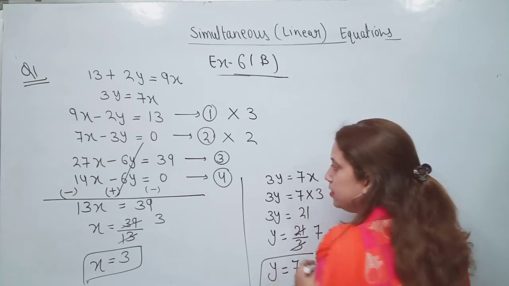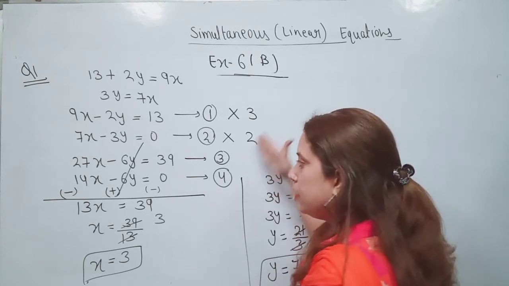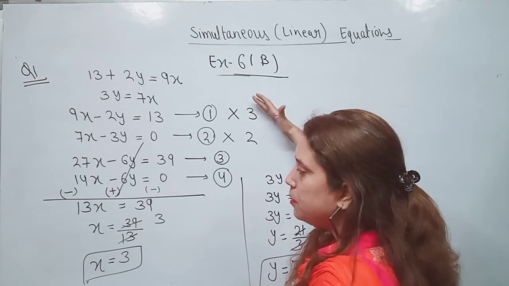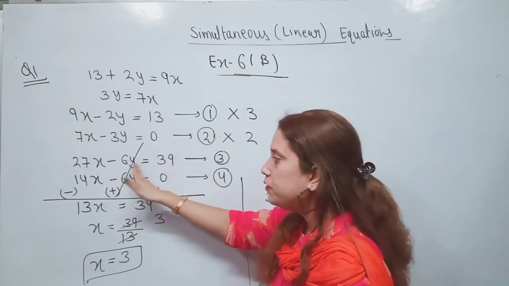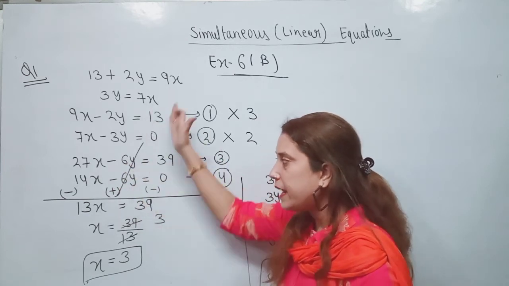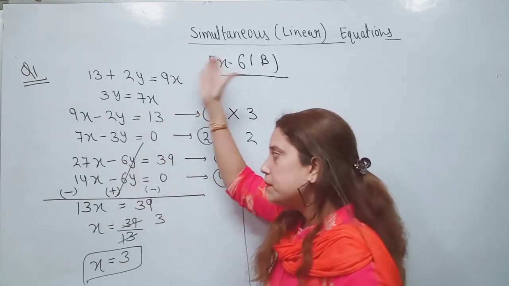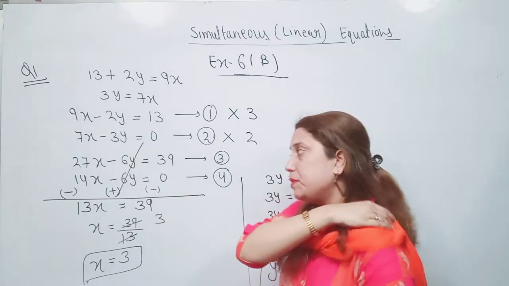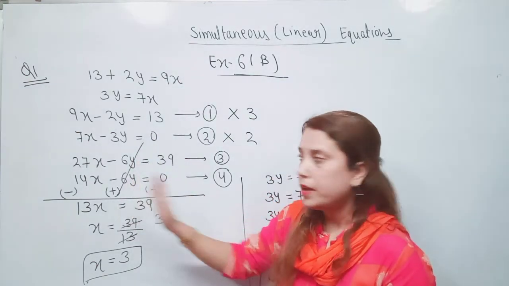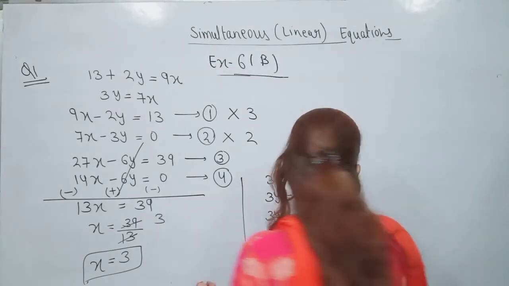Okay beta. This is the elimination method by equating the coefficient. Equate the coefficient and eliminate, then eliminate that coefficient. Okay beta, eliminate that value. Okay. Now let's do one more question.